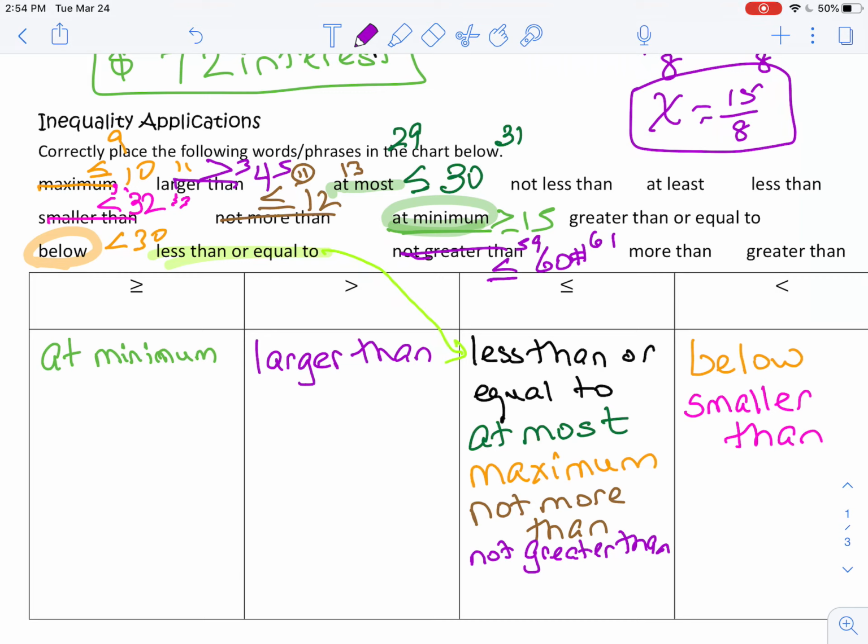All right. Not less than. So let's say that you have to stay in the house not less than 15 days. Think about it for a minute. Not less than. Can you stay in the house for 15 days in your quarantine? Not less than 15 days? Yep. And then, can you stay in for 16 days or 14 days? Not less than 15 days means that you're going to have to be there at least 15 days. So it's greater than or equal to.